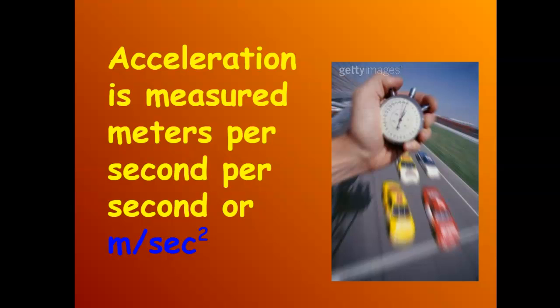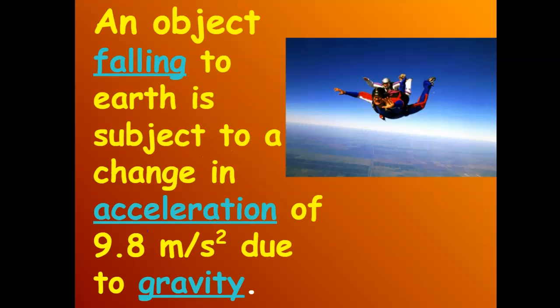Now with acceleration, there is only one unit. We are going to measure it in meters per second, but it's best represented by meters per second squared. So any change in motion, speed up, slow down, or change direction. If we look, falling objects fall at the same rate. Their rate of acceleration due to gravity is 9.8 meters per second squared.